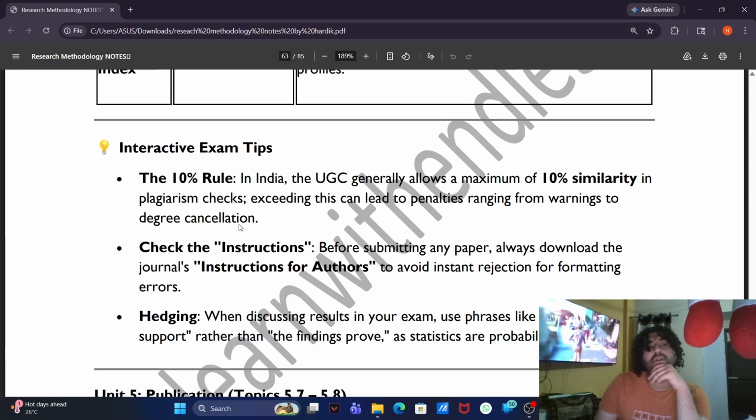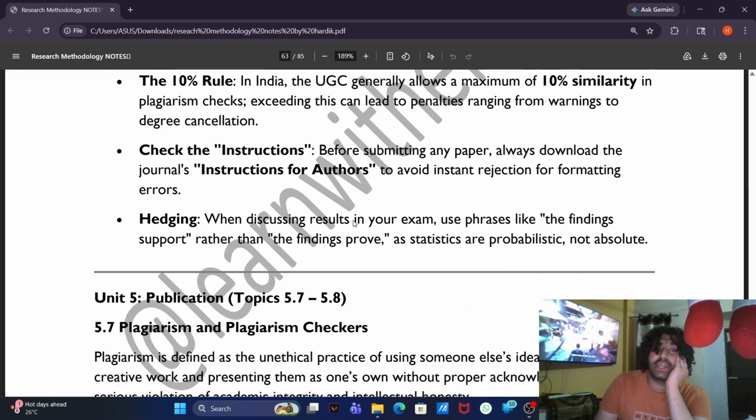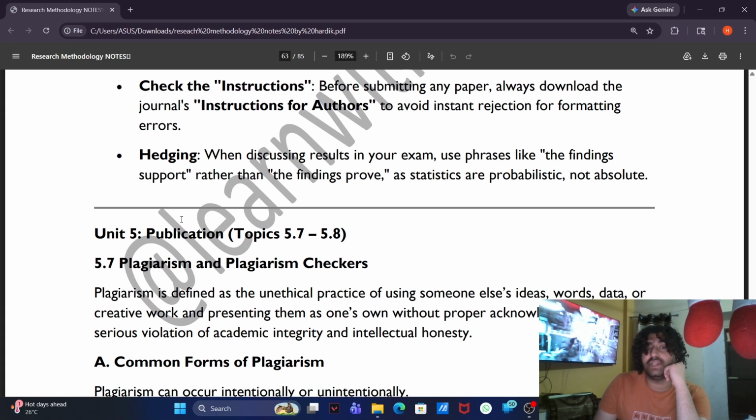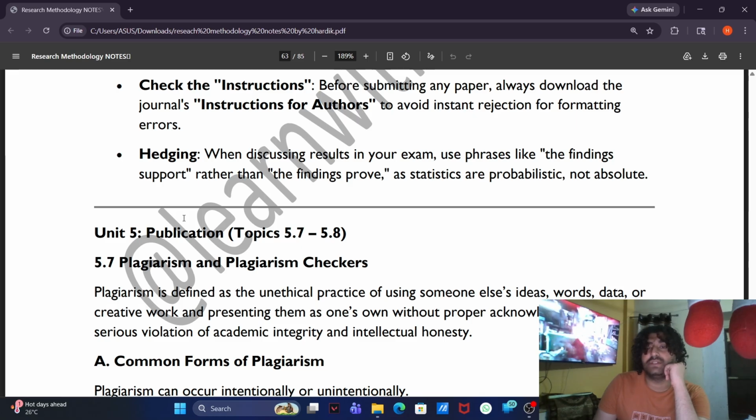Important tips for you guys. The 10% rule. In India, UGC generally allows a maximum of 10% similarity in plagiarism checks. Exceeding that can lead to penalties ranging from warnings to degree cancellation. Check the instructions before submitting any paper. Always download your journal's instructions for authors to avoid instant rejections for formatting errors. Hedging: when discussing results in your exam, use phrases like 'the findings support' rather than 'the findings prove', as statistics are probabilistic, not absolute.